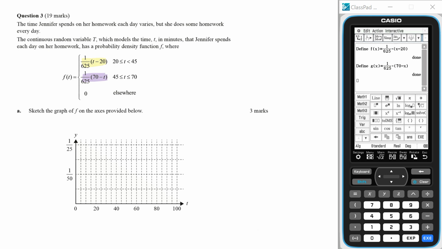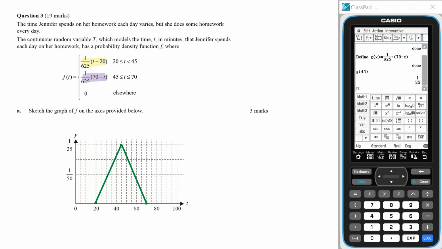When t is equal to 20, then f of t is equal to 0. When t is equal to 45, then f of t is going to be 1 on 25. When t is equal to 70, then f of t is going to be 0. Using a ruler, we just connect the dots.